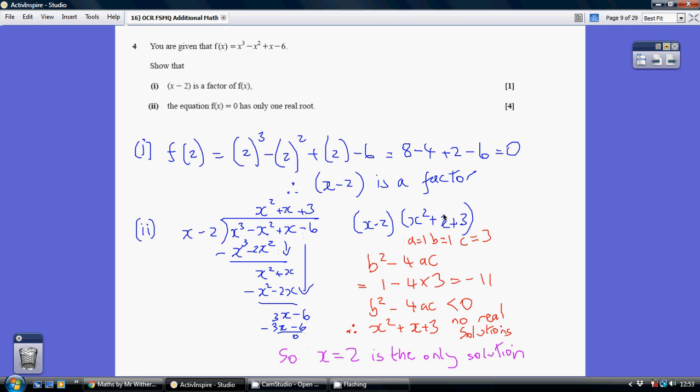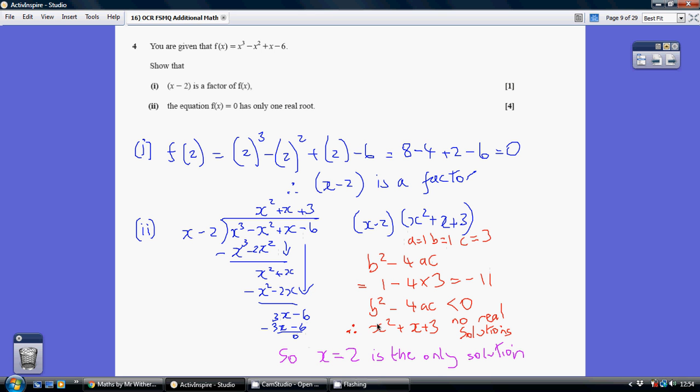Okay, now I need to go and factorize this. Well, this doesn't factor. In fact, there are no real solutions to this. A is 1, B is 1, C is 3. Remembering A is the coefficient of the x squared, B is the coefficient of x, and C is the number on the end. And if you look at the discriminant b squared minus 4ac, we indeed get a negative here. And if the discriminant is negative, we're getting no real solutions from this quadratic.